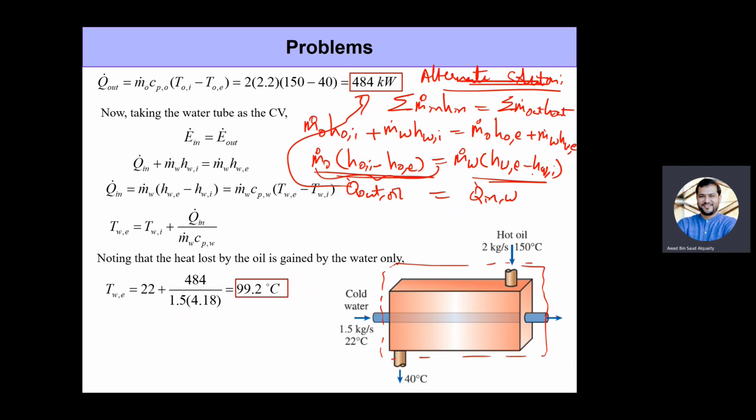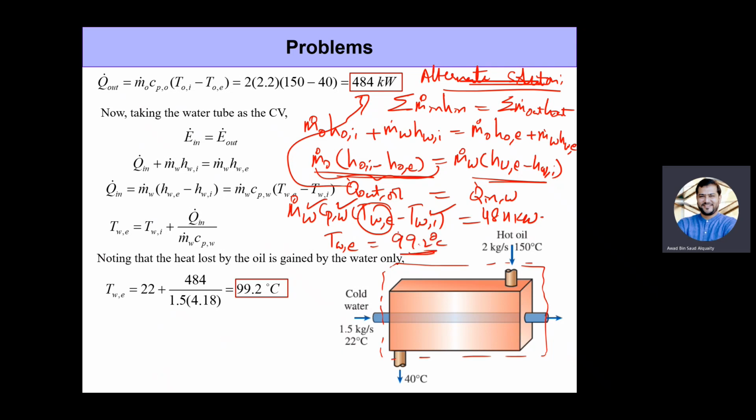Now, to get the exit temperature, we simply need to use the fact that mass flow rate of water times Cp water times temperature of the water at the exit minus temperature of water at the inlet is exactly equal to the same quantity of heat that was lost from the oil, which is 484 kilowatt. Okay, which is exactly similar to what we have done in the previous case. So here we know everything except the water temperature at the exit. So we can solve for it, and it should come out to be 99.2 degrees Celsius.